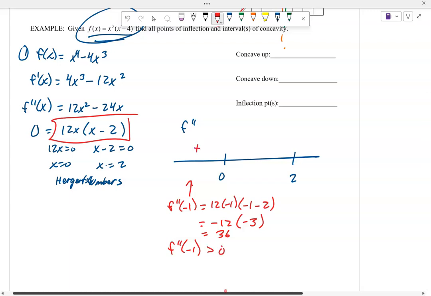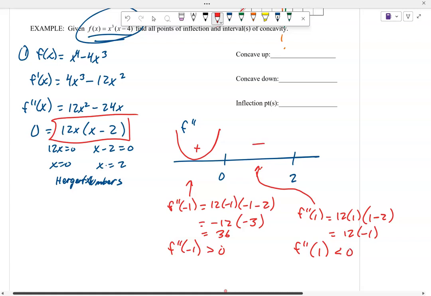So if the second derivative is positive, which again means the first derivative is increasing, right? If the first derivative is increasing, that means we're concave up. The original function is concave up on that interval from negative infinity up until 0. Now I'm going to throw in something between 0 and 2. How about 1? f double prime at 1. So I throw it into the second derivative. It looks like f double prime of 1 is negative. That means we're concave down. The original function must be concave down between 0 and 2.